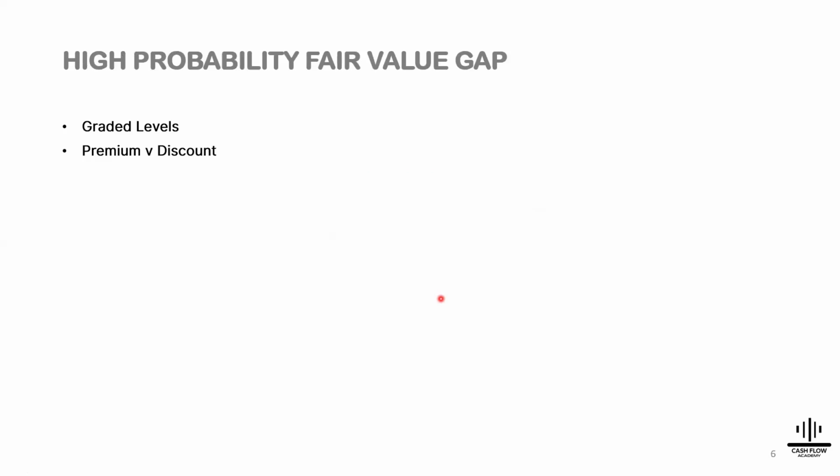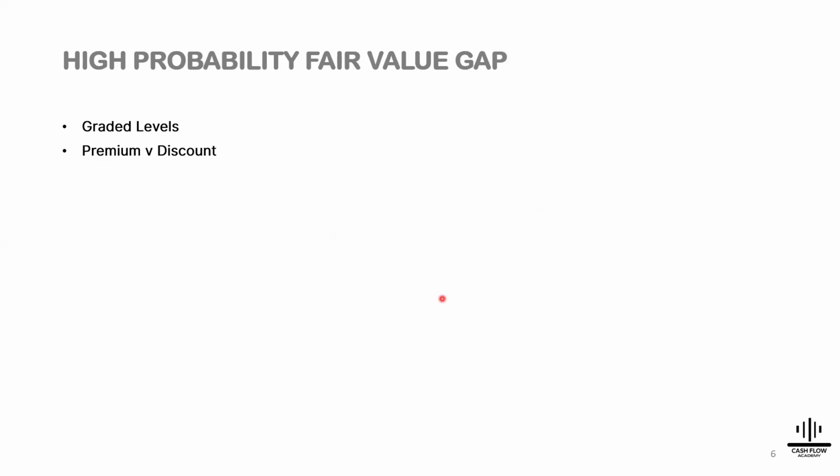All right. So what are the high probability fair value gaps? Now, you need to understand the high probability fair value gaps from the low probability fair value gaps. All right. Not all fair value gaps have high probability of holding price. Okay. So I've been able to separate the high probability fair value gaps into 2 kinds. We have the graded levels and premium and discount.